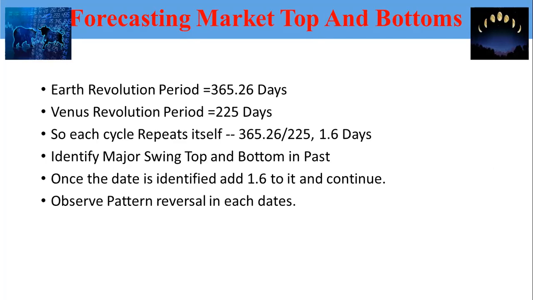Now, what do we have to do? We have to identify a key date wherein a major swing top or bottom has happened in the past. Keep on adding 1.6 to that particular date, in multiples of 1.6, like 1.6, then 3.2, then 4.8, then 6.4, then 8, and so on. So you have to add these numbers to the base date, and you have to observe the pattern reversal on each date.